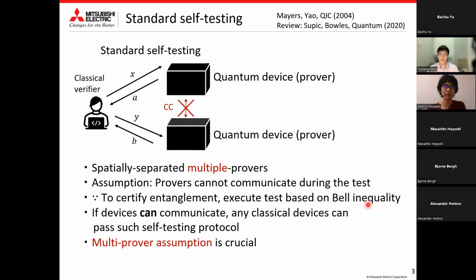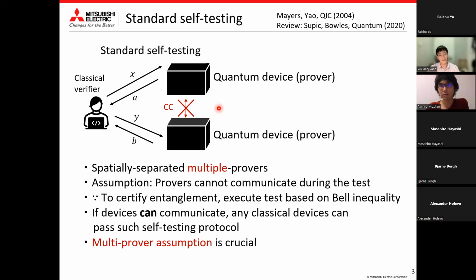If the Bell inequality is violated, then we can find that the devices have non-classical correlations. But such a statement only holds if the devices are spatially separated. If the devices can communicate during the test, any classical devices can pass such a self-testing protocol. So in the standard self-testing protocol, this kind of multi-prover assumption is crucial. Reducing the number of provers to 1 was an open problem.